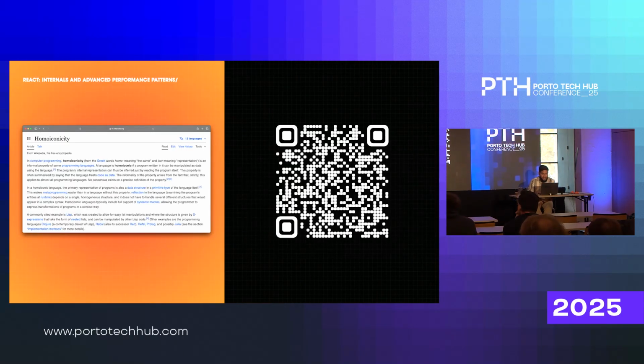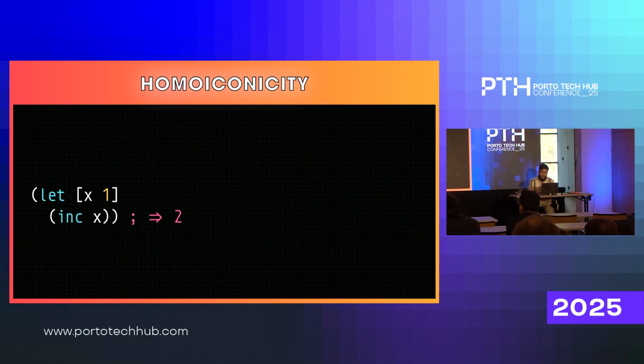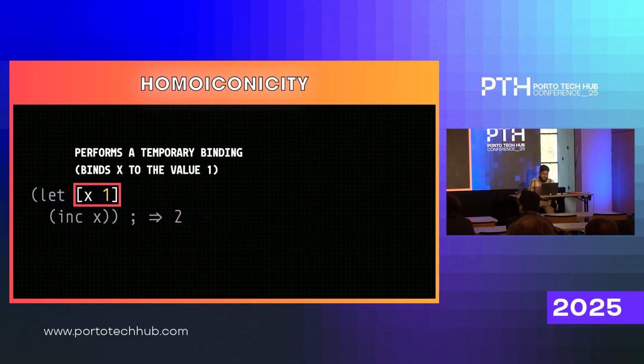And the first of them is manipulating those units of work, now that we can understand them as units of work. There's this concept in programming called homoiconicity, which is almost like a tongue twister. It's easier to pronounce in Portuguese, but this is basically a property of some programming languages in which the code used to express the program is written using the data structures of that language. This concept is very common in Common Lisp languages and in Clojure. And this is one example of a hello world in such a language.